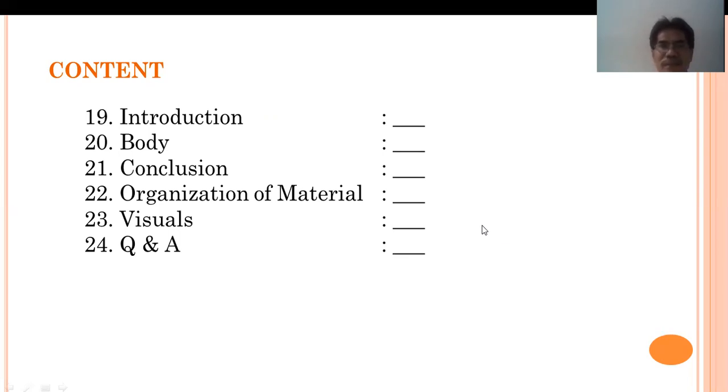If you think that the material is organized well, you rate the score here. Visual, something that the audience sees in your presentation. And the Q&A, which is also important during the presentation, the question and answer session. Do you think that the speaker answers correctly, or that the speaker has no idea about the topic asked by the audience? So the rating here is up to you based on your own observation.